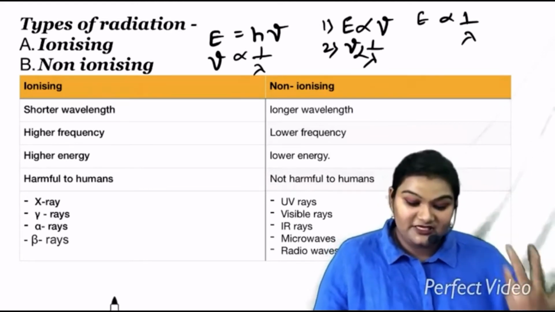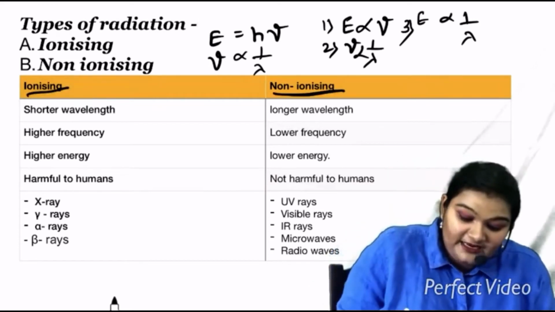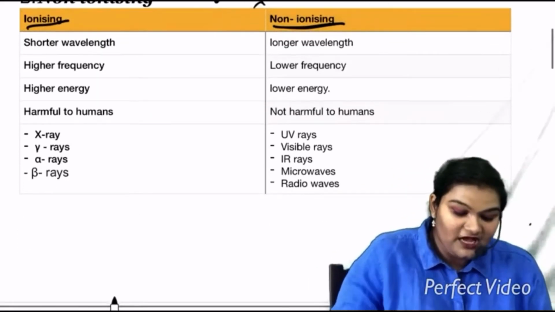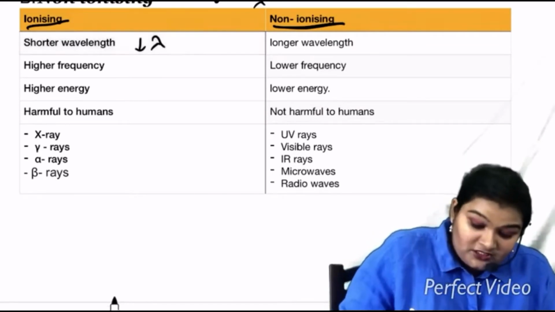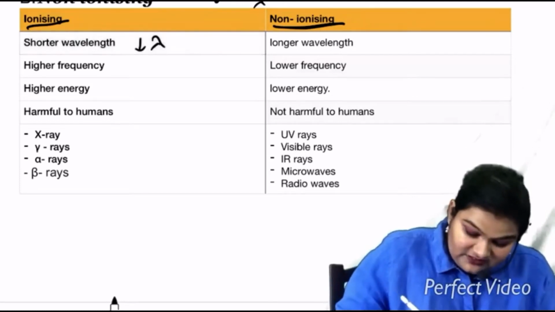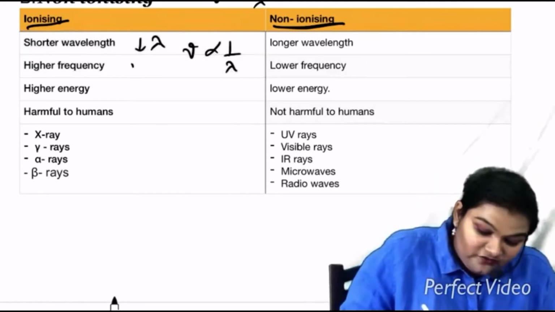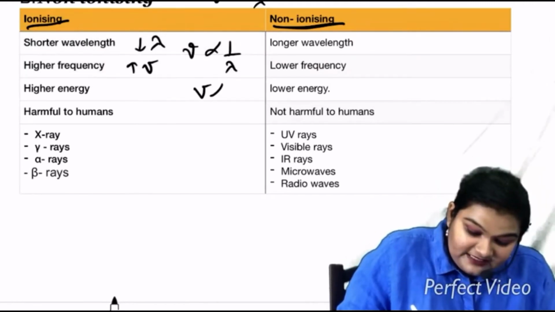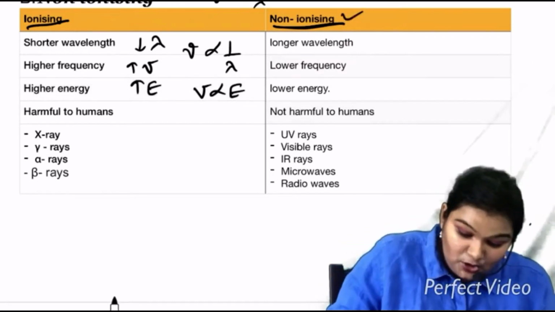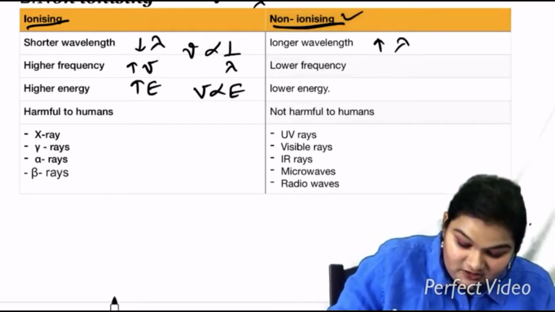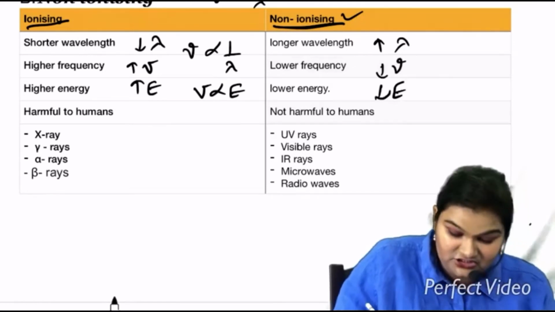Keeping these three relations in mind, let us move towards the difference between ionizing radiation and non-ionizing radiation. First of all, the ionizing radiation. In ionizing radiation, the wavelength is shorter. Let us first see frequency. The frequency is inversely proportional to the wavelength, so we have higher frequency. Now frequency is directly proportional to energy, so we have higher energy. Now let us move towards the non-ionizing radiation. It has larger wavelength, hence the frequency is low, and so is the energy, right?